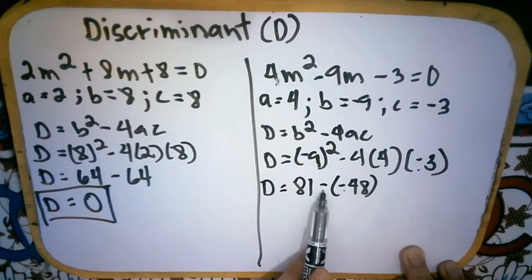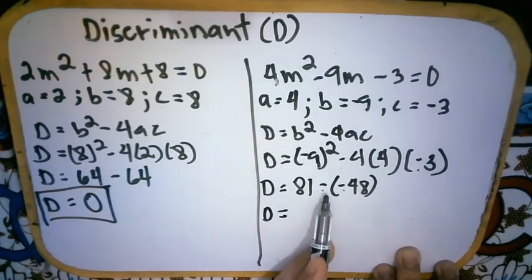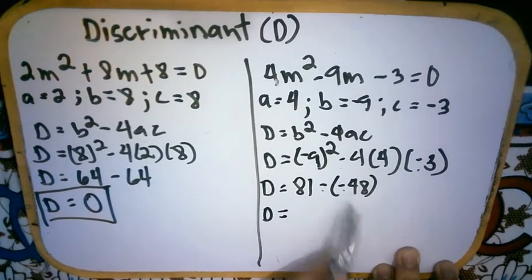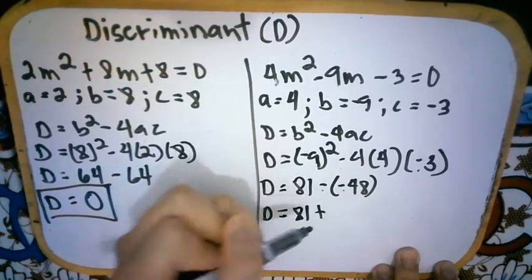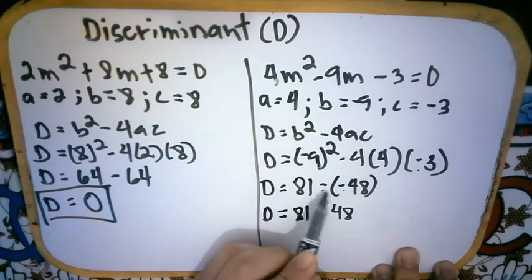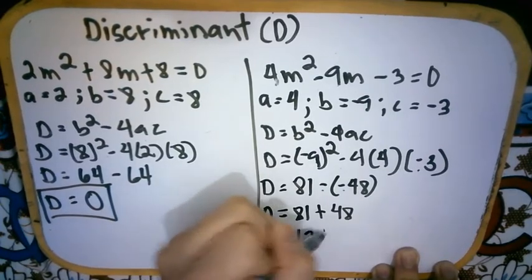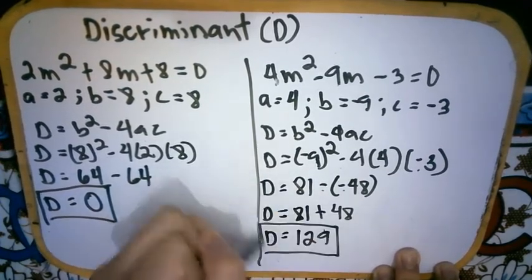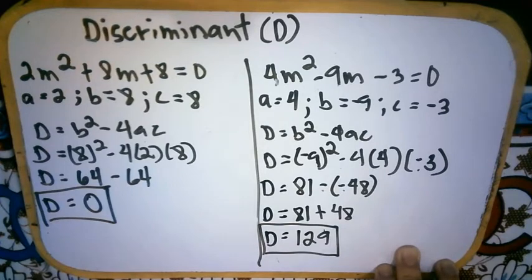So tama po yan. So minus the negative 48. Ang gagawin natin dyan, we're just going to multiply negative and then that will be positive. So 81 plus 48, because negative times negative is positive 48. 81 plus 48 is 129, and that is the value of our discriminant. And that's it for getting the value of discriminant. For our next part, we're going to interpret kung anong ibig sabihin ng 0, 129, and then yung kanina natin values pa.